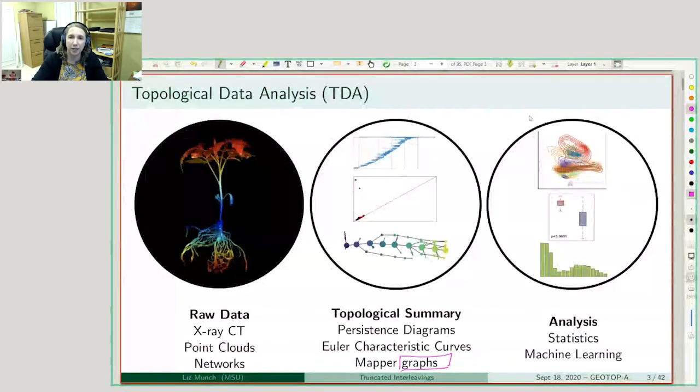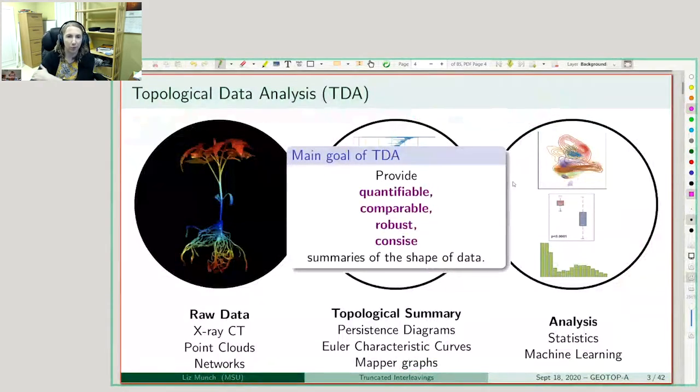So one of the big things that you need in order to actually do statistics and machine learning is that you really need to have some notion of a metric, which means that if I have two input objects, some sort of topological signatures, I need to have some way of comparing them, and then I can actually build statistical and machine learning methods to try to analyze them.